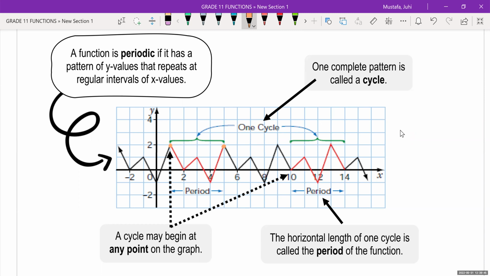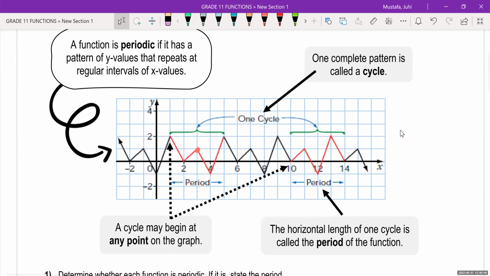So for example, I can say, all right, my cycle begins here, and then it goes all the way and it ends over here. Whereas someone else may say, no, the cycle actually begins here, and then it goes all the way and it ends here. So a cycle can be different from everyone, but in the end, you'll still have the same repeating pattern in terms of values. And then the last definition is a period. A period is known as the horizontal length of one cycle, and that's called the period. Okay, so three definitions: cycle, period, and periodic.